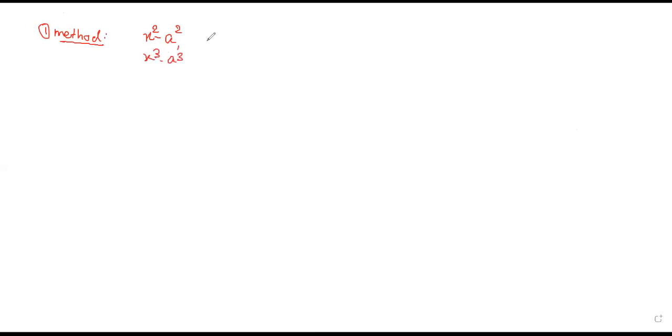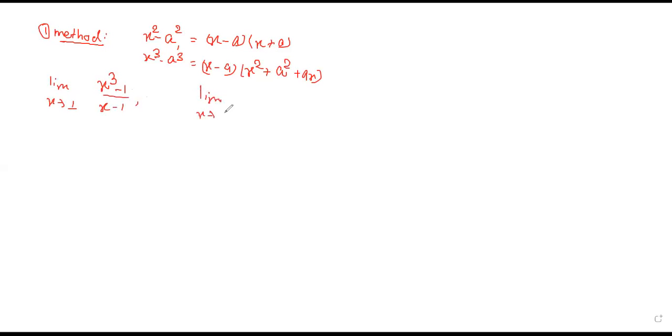Okay. What is the formula of x square minus a square? x minus a into x plus a. Second is x cube minus a cube, which is x minus a into x square plus a square plus ax. Okay. Now, write down three questions and tell me the answer. Limit x tends to 1, x cube minus 1 by x minus 1. Second, limit x tends to 2, x square minus 4 by x minus 2. Third, limit x tends to 3, x cube minus 27 by x square minus 9. Tell me.